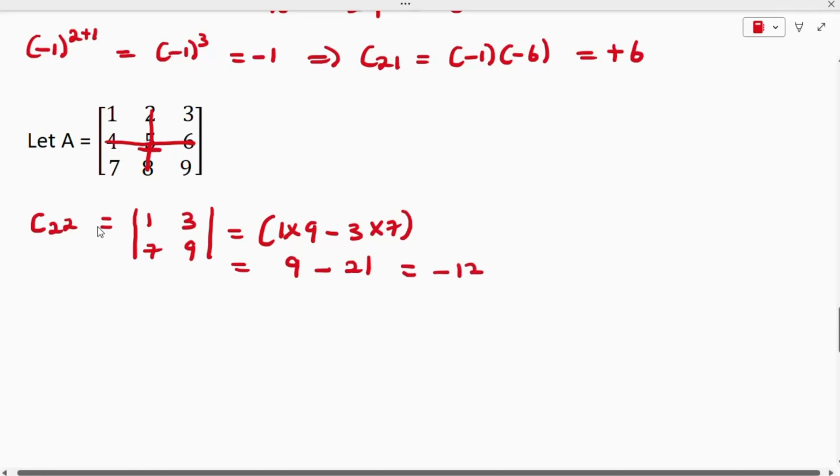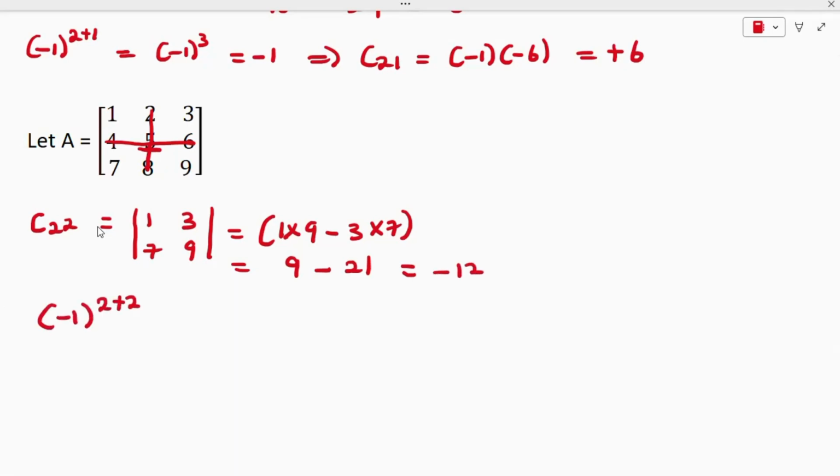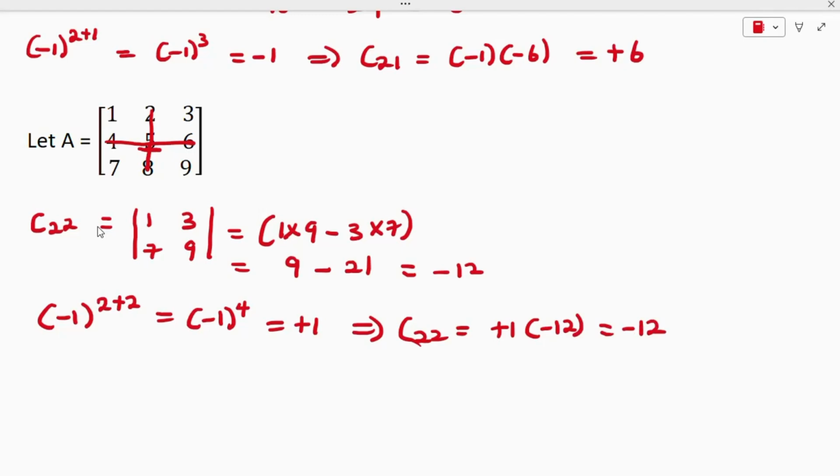So apply the sign pattern, we have minus 1 raised to the power of what? 2 plus 2 is equals to minus 1 raised to the power of 4, and this is equals to plus 1. So this implies that C22 is equal to plus 1 multiply minus 12, and this is equals to what? Minus what? 12. So let's go on to C23.